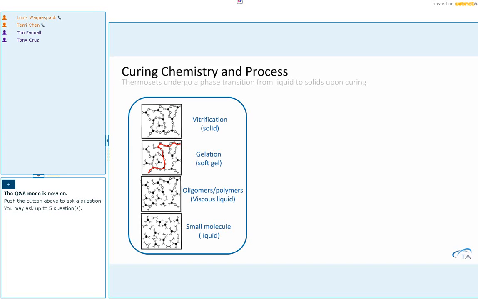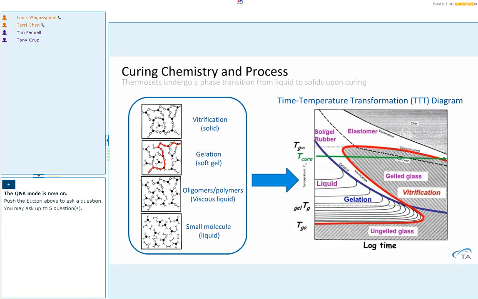After the gelation, the cross-linking reaction still continues, and the material undergoes vitrification and still builds up its mechanical strength until eventually it forms a hard solid. This phase transition process can be described using this time temperature transformation diagram, which people call the TTT diagram.